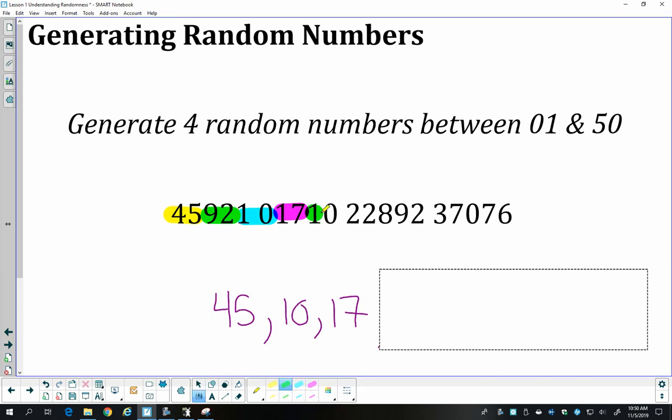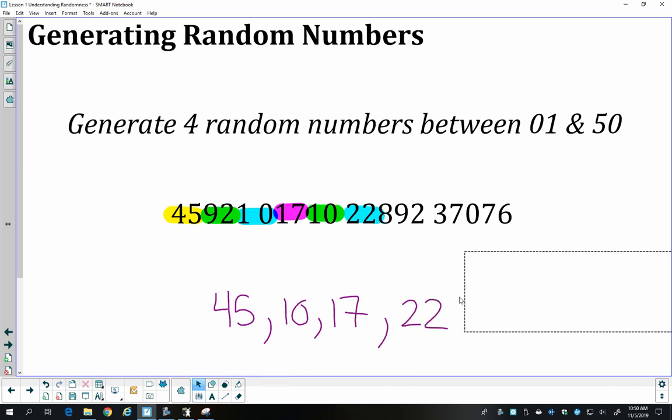Then we have 10 again. So we won't use 10 again since we've already used it. So we'll go to the next two digits, 22. And those are the first four unique two-digit numbers between 1 and 50 that we could generate from this random numbers table.